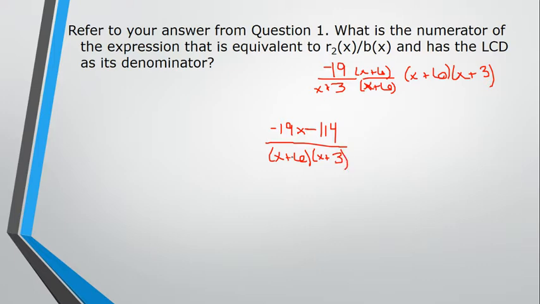So let's reread the question. It asks, what is the numerator? So remember, our numerator again is the number on top here. So this would be my answer. The negative 19x minus 114 would be my numerator.